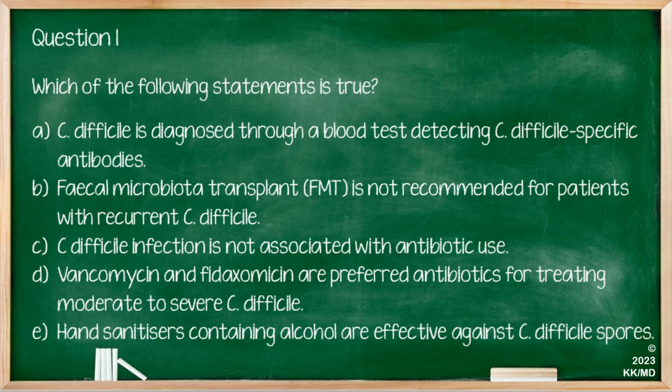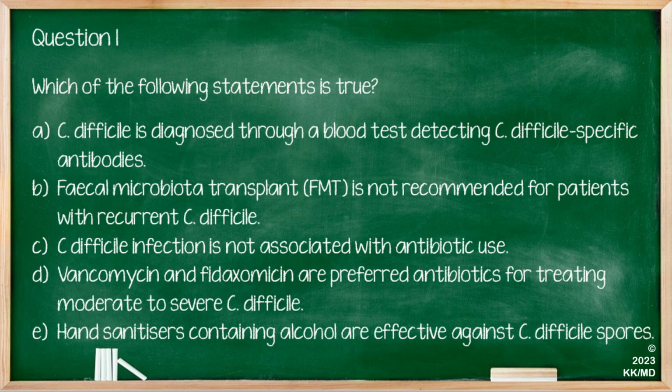Okay, now let's try a question. Which of the following statements is true? A. C. difficile is diagnosed through a blood test detecting C. difficile specific antibodies. B. Fecal microbiota transplant, or FMT, is not recommended for patients with recurrent C. difficile. C. C. difficile infection is not associated with antibiotic use. D. Vancomycin and fidaxomicin are preferred antibiotics for treating moderate to severe C. difficile. Or E. Hand sanitizers containing alcohol are effective against C. difficile spores.